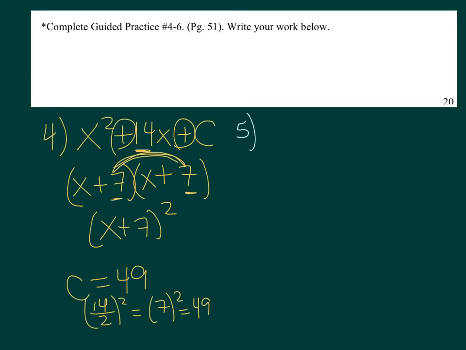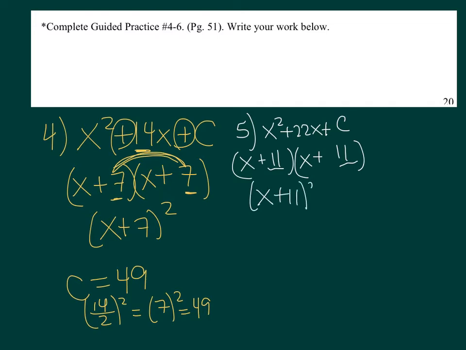The number 5 guided practice problem said x squared plus 22x plus some constant. So again, I'm thinking to myself, alright, I need x times x, both plus signs here, and I want the same number here, so that it'll add to 22. So I split 22 in half, and it's going to be 11. So it'll be x plus 11 squared, which means my constant would be 11 times 11, or 11 squared, which is 121. And we can get that by taking 22, dividing by 2, and squaring.